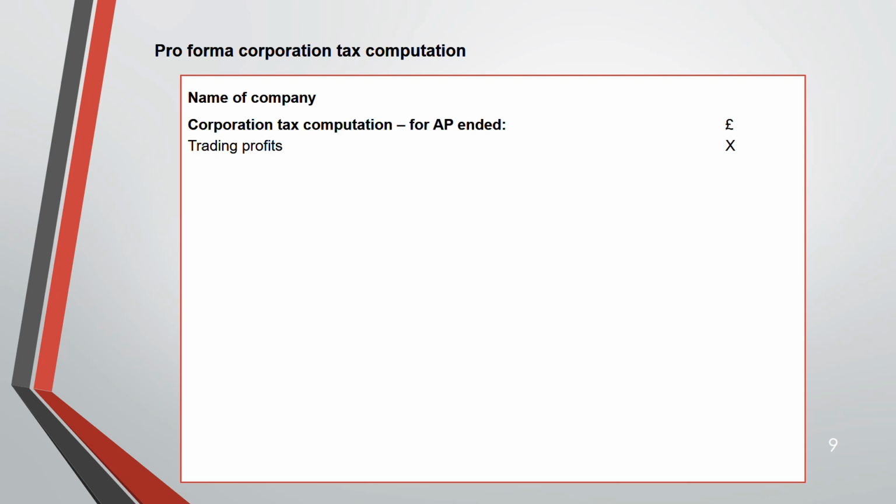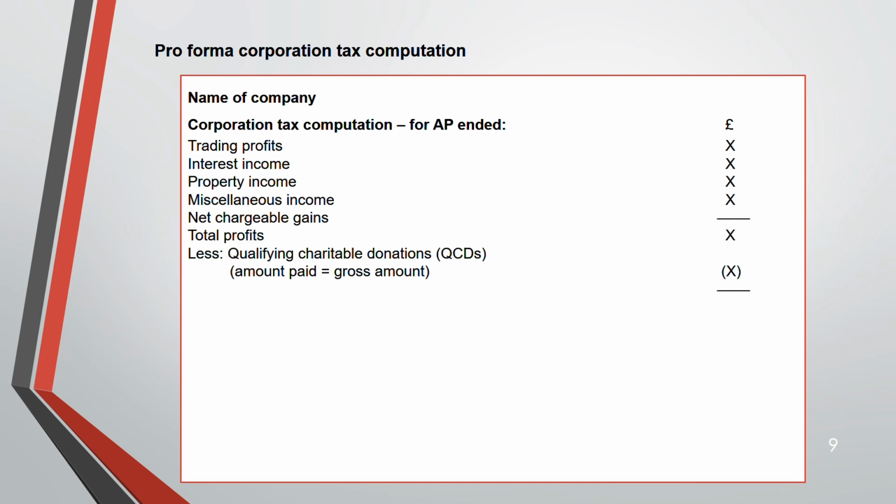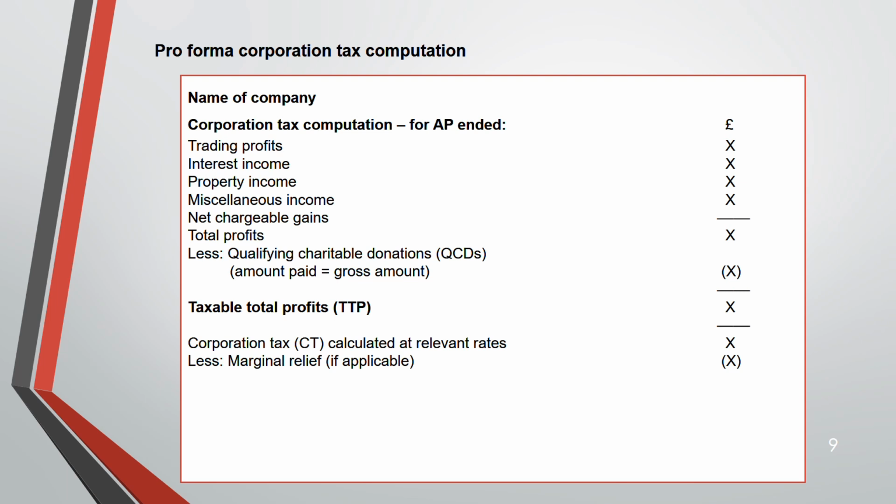Okay, trading profit. We add all the types of other profit like interest income, property income, miscellaneous income, net chargeable gains, and you get your total profit. From here you deduct your QCD. It has to be the gross amount. They will give you in the exam what the QCD is. Then taxable total profit. On this you will charge corporation tax at relevant rates. We'll see what the relevant rates are. Then you deduct the marginal relief if it's applicable. We'll see what marginal relief is. Then you get your corporation tax liability.